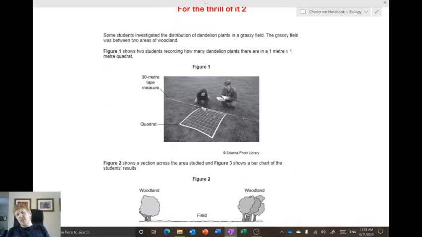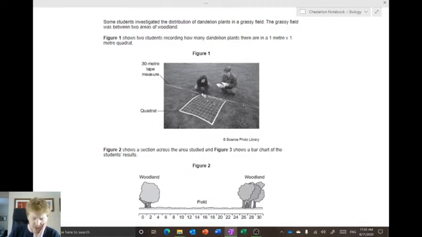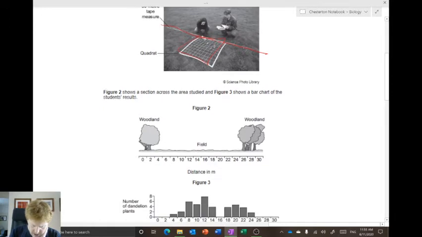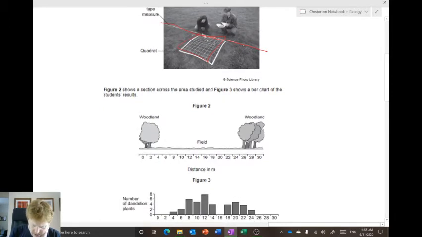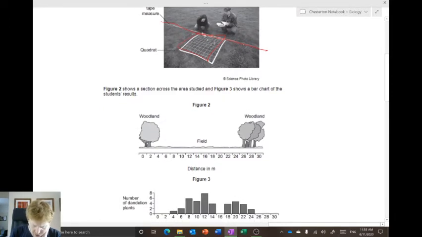This is actually looking at transects, so it's a little bit different. Some students investigated the distribution of dandelion plants in a grassy field. The grassy field was between 2 areas of woodland, recording how many dandelions. So the picture shows them doing it. You can see the transect running along there, and you can see they're putting a quadrat along this transect. Figure 3 shows a bar chart of the students' results.